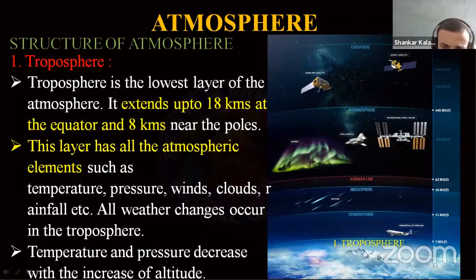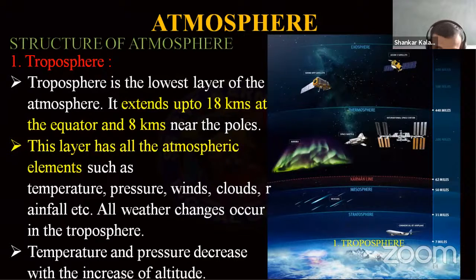Temperature and pressure decrease with the increase of altitude. Altitude here means height. Whenever we dig deep into the earth, for every 32 meters inside the crust, the temperature increases by 1 degree Celsius. And above the surface, for every 16 meters, the temperature decreases by 1 degree Celsius.